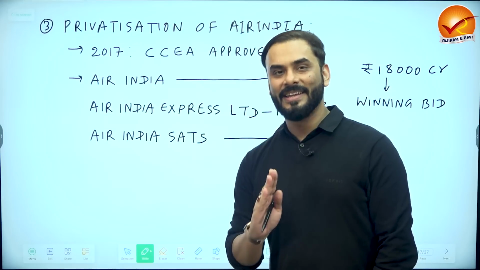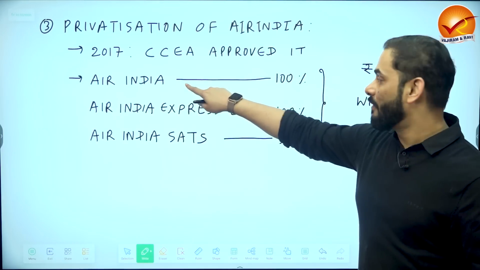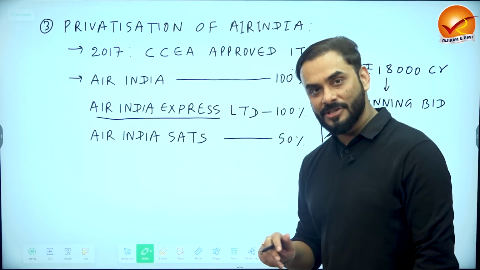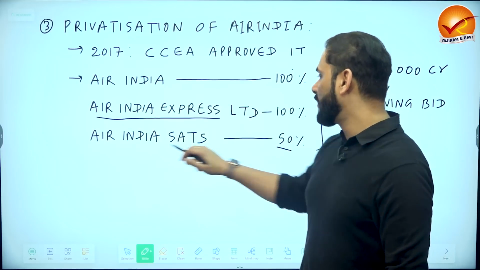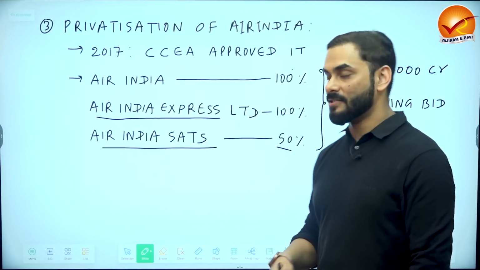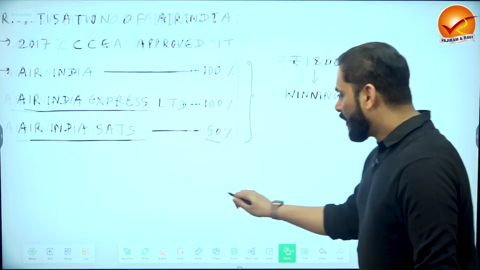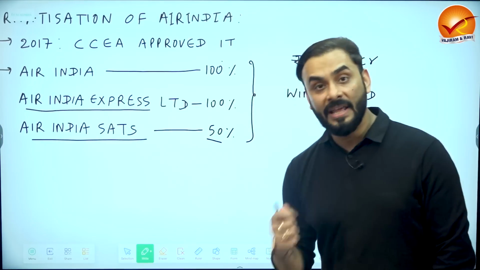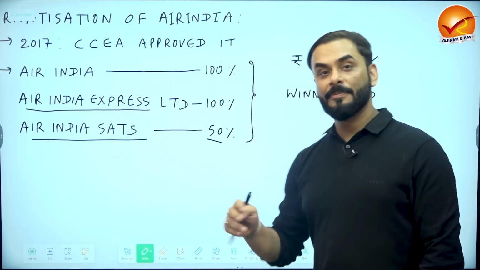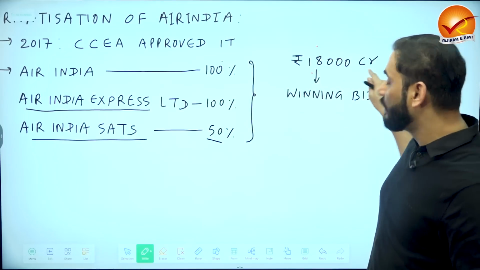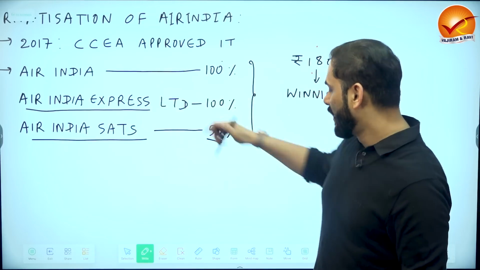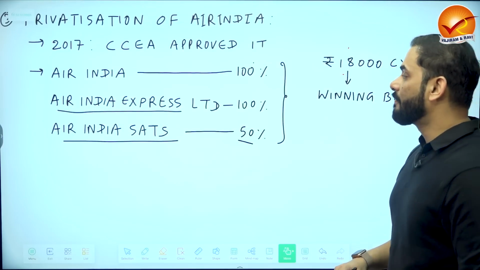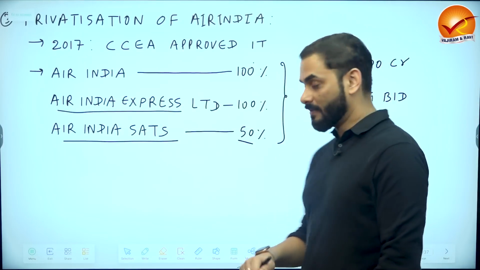They did not succeed. Finally, 100% ownership of Air India was given to Tata's. 100% ownership of Air India Express has also been given to Tata's, and 50% ownership of Air India SATS has been given to Tata's. These three have been given to Tata's, and in return, the Tatas have given 18,000 crore rupees to the government. There was bidding by different players. Tatas won the bid because they gave the maximum quotation, which is 18,000 crore rupees. And Tatas got 100% ownership in Air India, 100% ownership in Air India Express Limited, and 50% ownership in Air India SATS. All right.